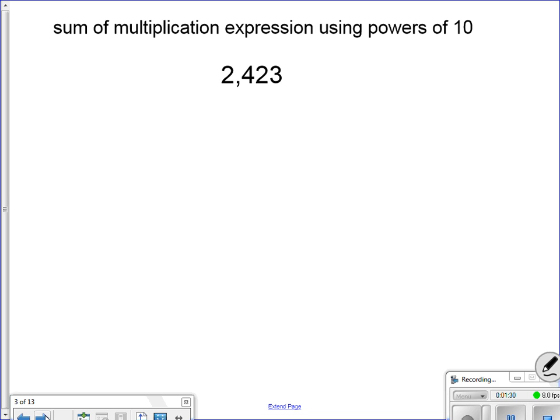And then the third expression you're going to be working with is the sum of multiplication expressions using powers of 10. And this is how this is going to look. So the 2 is in the thousands place. It's going to be 2 times, and we're going to put this in powers of 10. So what would 1,000 be in powers of 10? We have to count how many zeros we'd have. If we have a 10, how many zeros are there? 1, 2, 3. So it'd be a 3, 10 to the third power.